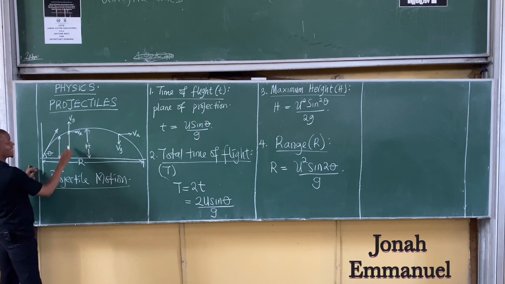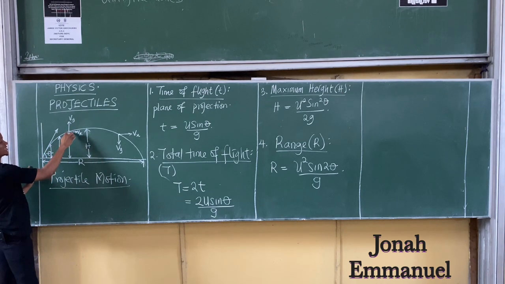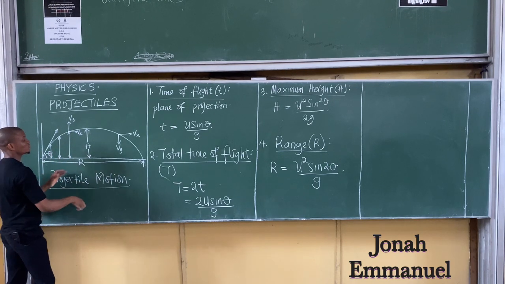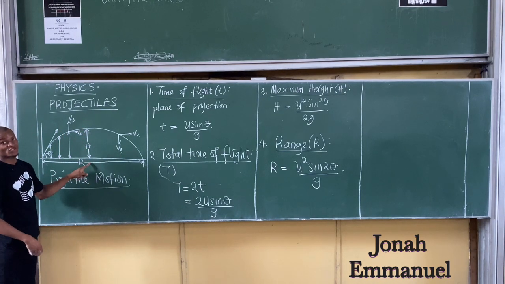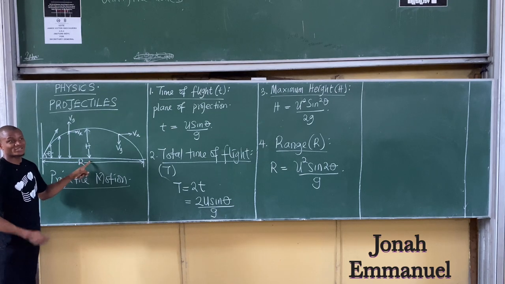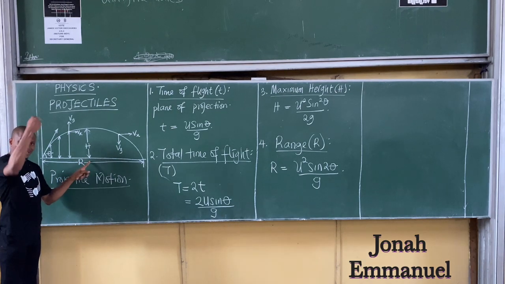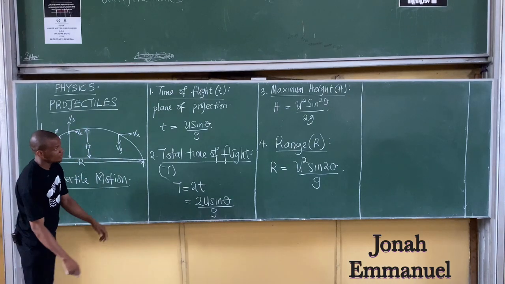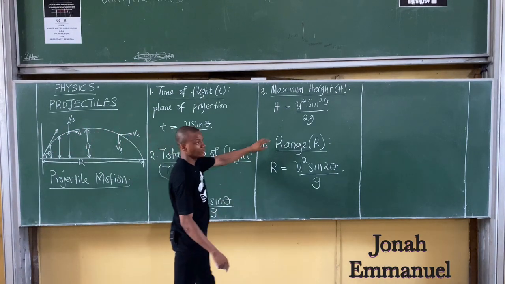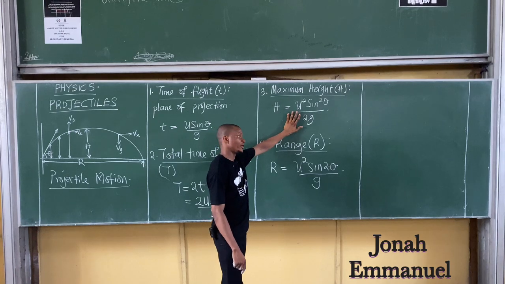This vertical distance here is much bigger than this one. This one is bigger than this one here. This one here is bigger than this one here. But if I draw the vertical distance at every point, the highest should be at the center. That's what's called the maximum height. So I'll say it is the highest vertical distance that a projectile undergoes. That's fine. So here's your mathematical relationship, right?